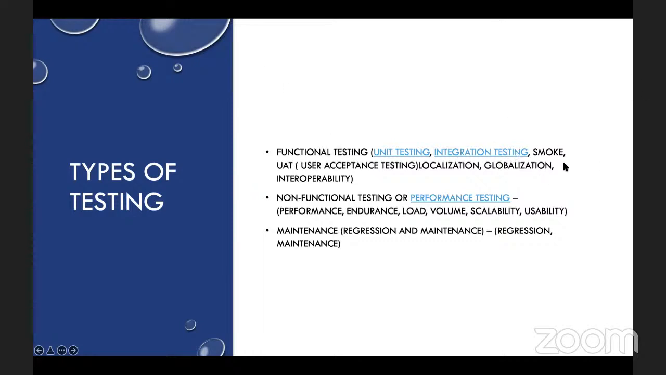So under functional testing, we have smoke testing, UAT, which is the same as user acceptance testing. We have localization, globalization, interoperability, etc. They are all under functional testing, right? UAT, let me rehash a little bit on UAT. UAT is user acceptance testing, before the product goes to the market, right?